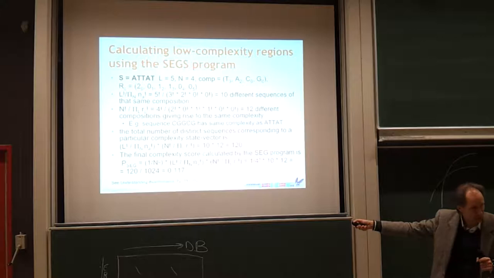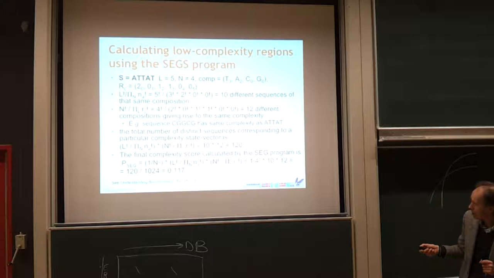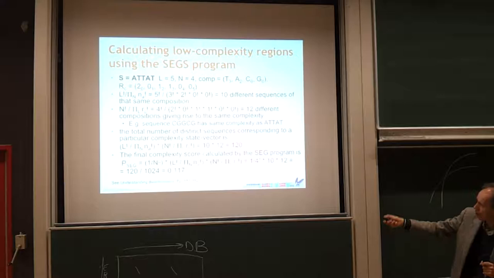So here you go, in this case it's 5. See, the 5 holds 4 different letters per position, possibly. So you divide 120 by 4 to the power 5. Here you go. The complexity is pretty low. The highest possible complexity would have been 1.